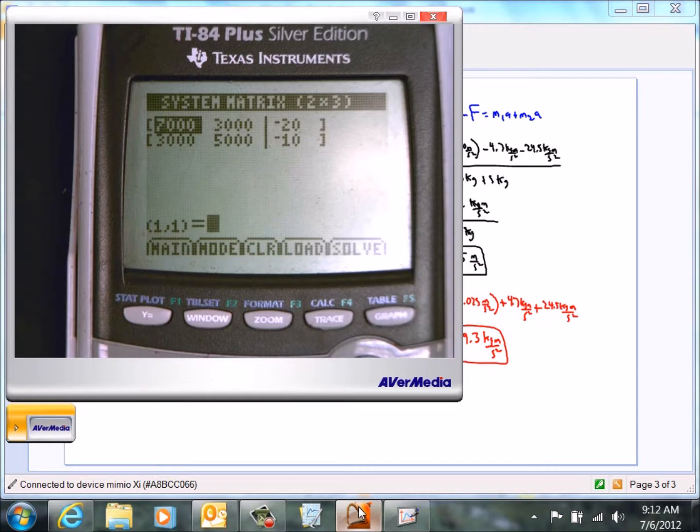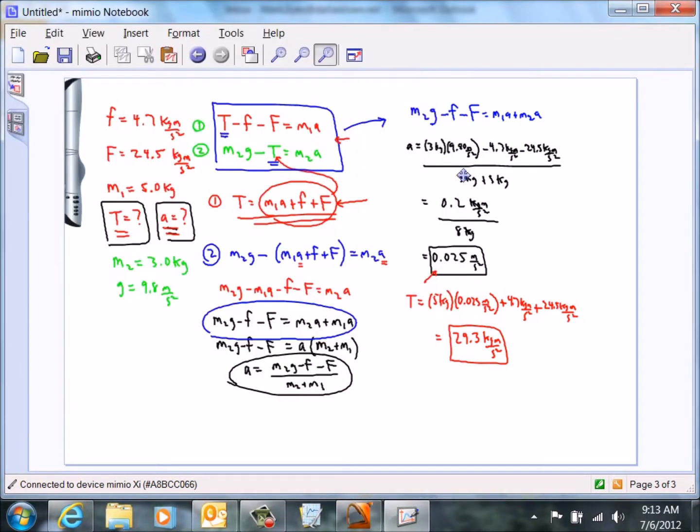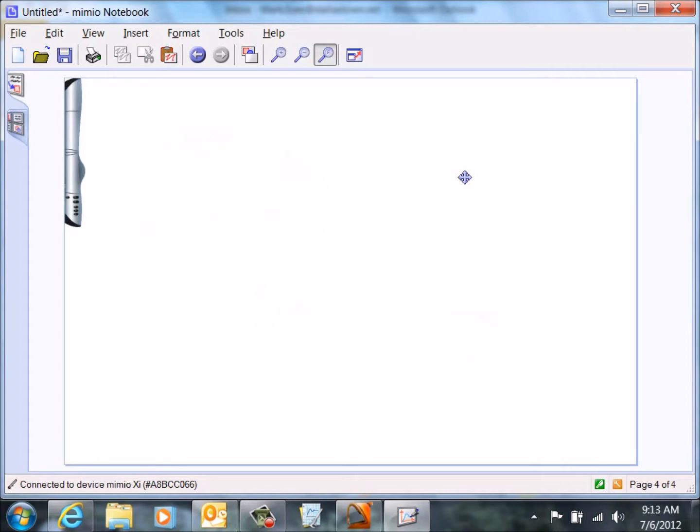So let's look at what they're asking us for. It says system matrix 2 times 3. It's a 2 by 3 matrix, and it wants us to enter the coefficients for that matrix. So let's set things up so you can see how this works. It wants us to write the equations in the following form. I'll go to a blank screen here. It wants us to write them in the form a times x1 plus b times x2 equals c.